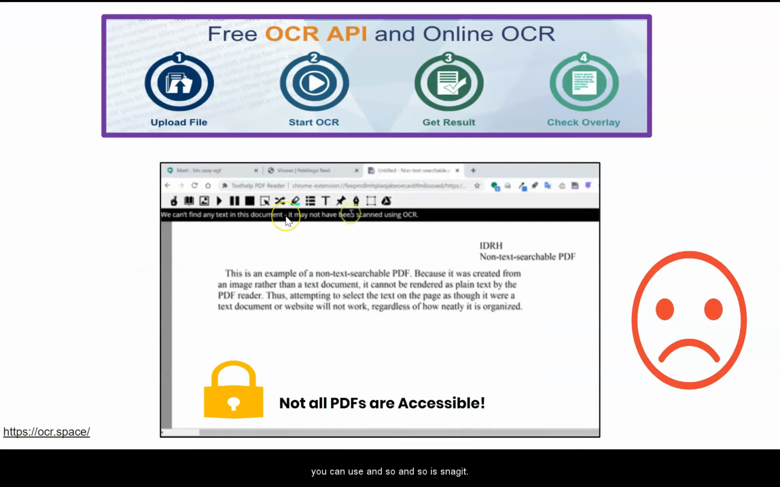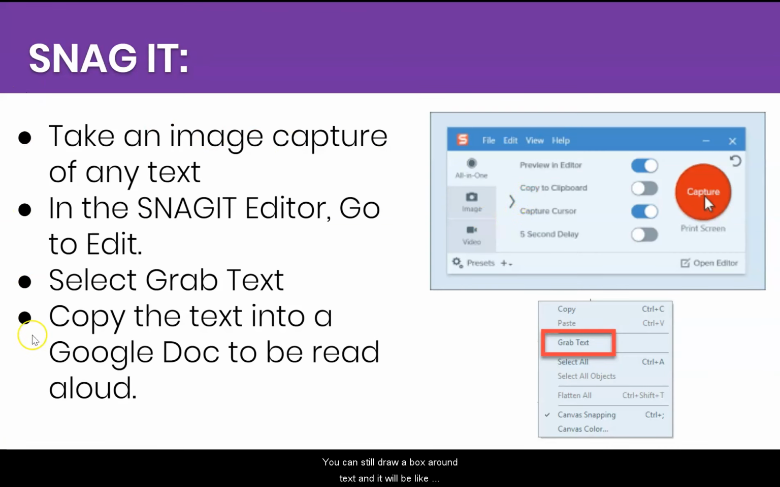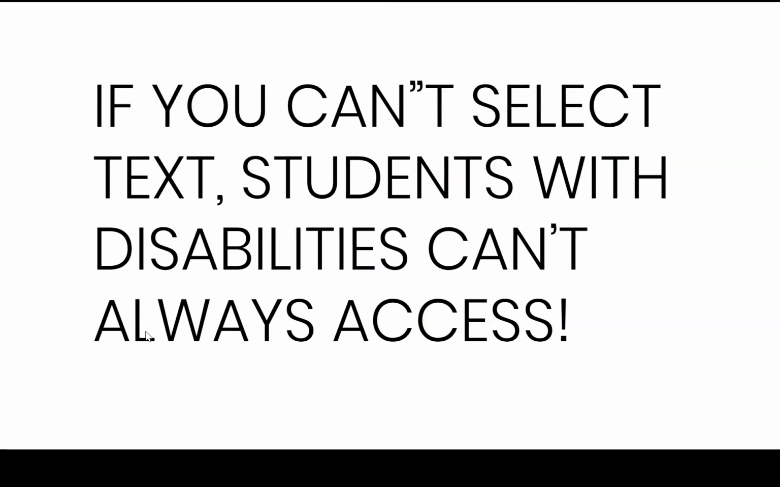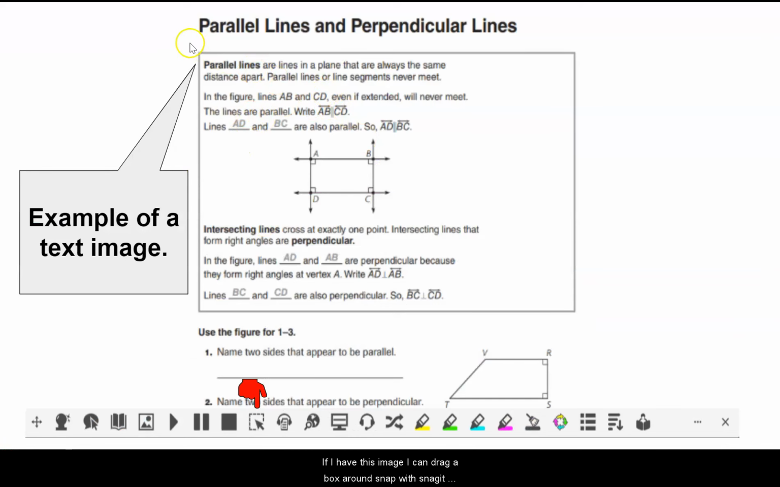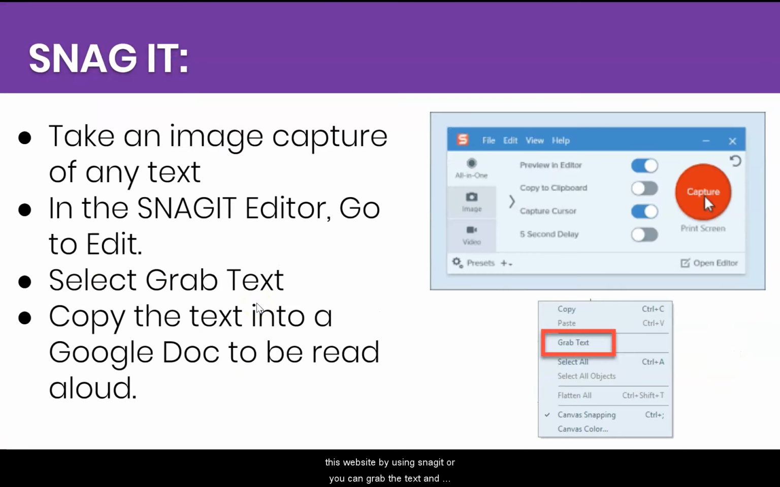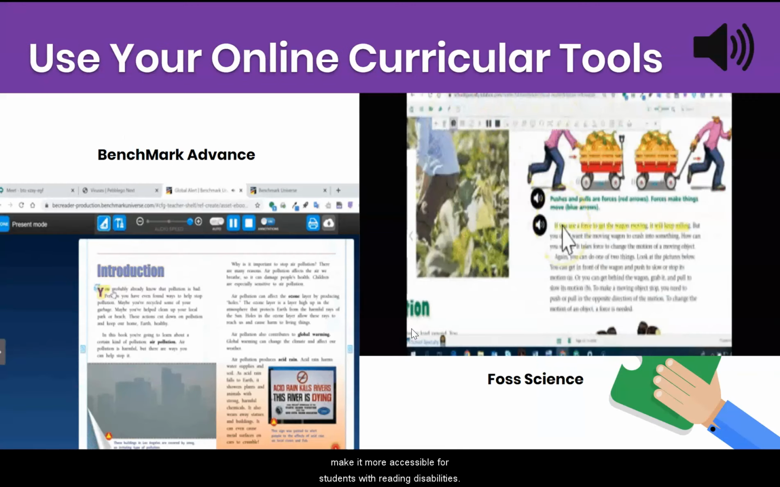With Snagit, you can draw a box around text, like an image of text, and it will scan that and convert it into selectable text. Then you can paste it into a Google Doc that can be read. So if you have this image, I could drag a box around it with Snagit, and it would scan this, and then I could paste it into a Google Doc. So there are a couple of different ways, by using this website or by using Snagit, where you can grab the text and make it more accessible for students with reading disabilities.